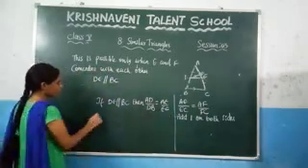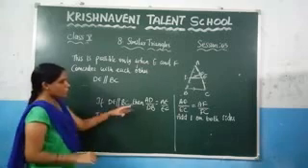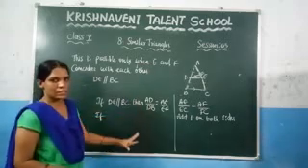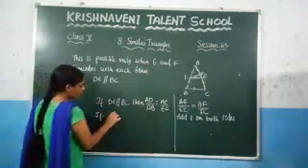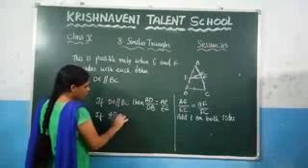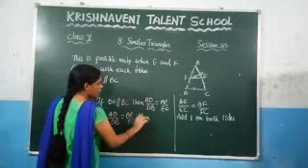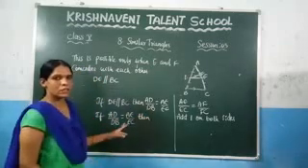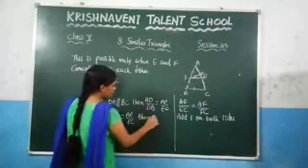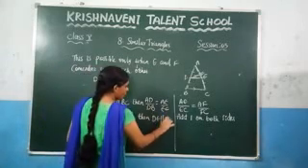So what is the converse of this theorem? If a line divides the other two sides in the same ratio, that means if AD by DB is equal to AE by EC, then the third side is parallel to the given line. That means DE is parallel to BC.